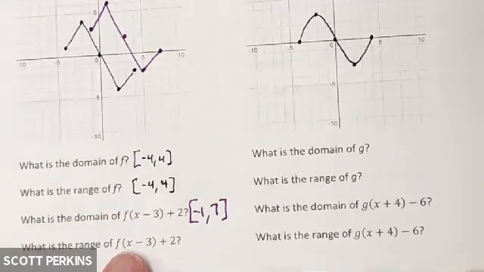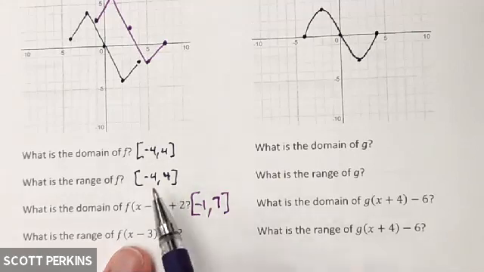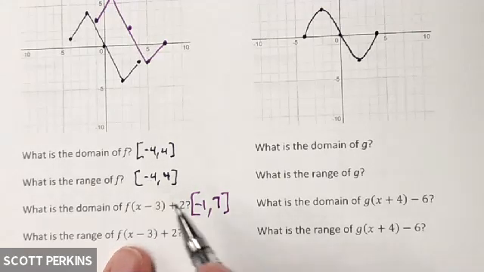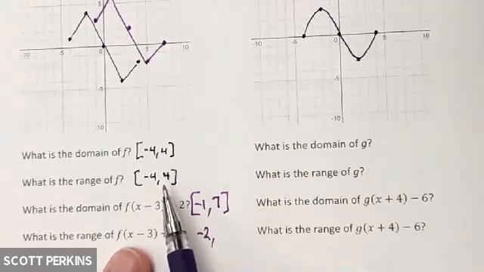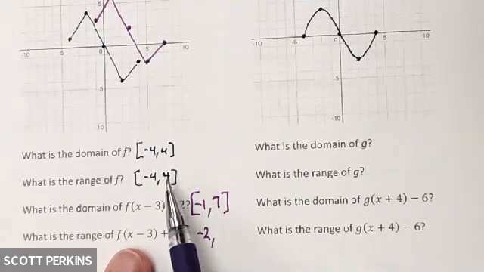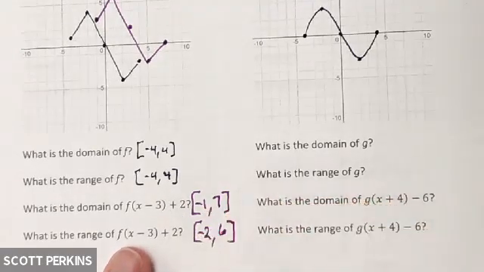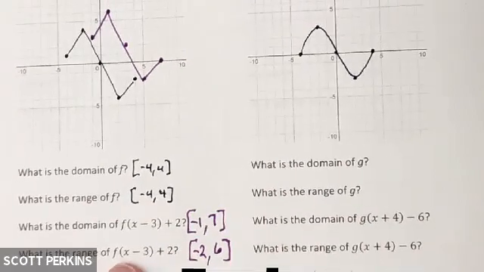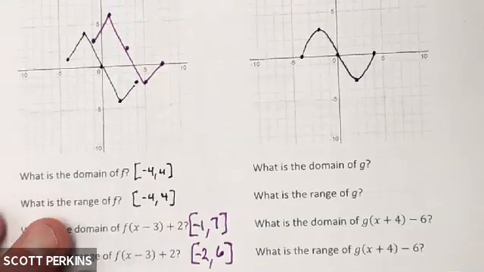And then we went up 2, so the range is going to be changed up 2 units. So my lower bound was -4. So when I move that up 2, plus 2, that is -2. And then the upper bound was 4. When I move that up 2, that is 6. And again, that agrees with my graph that we have there, that it goes now from -2 to 6 in the y direction.